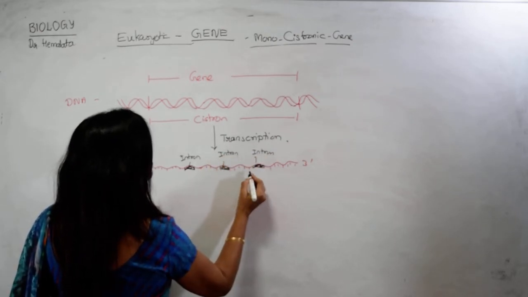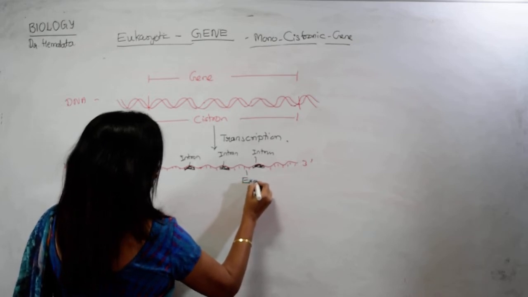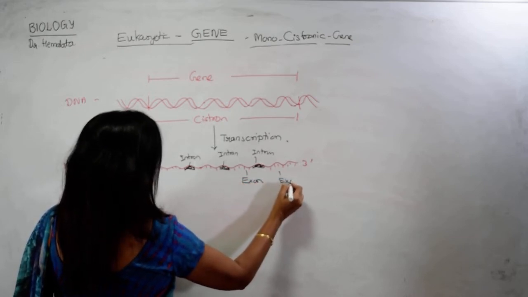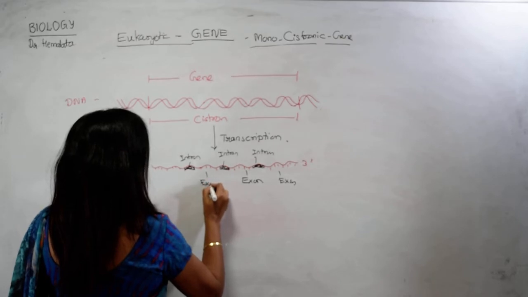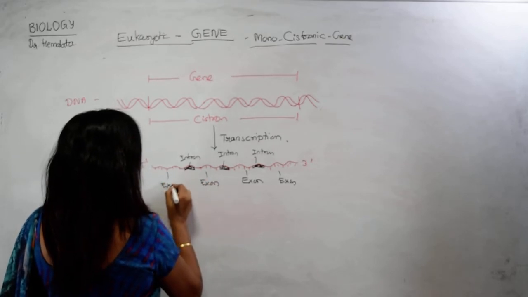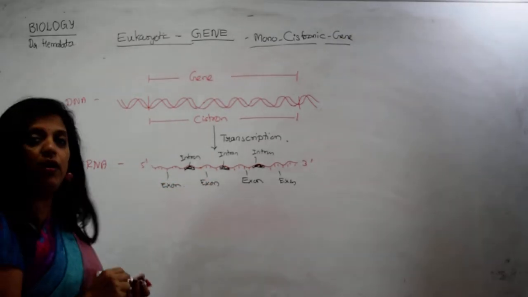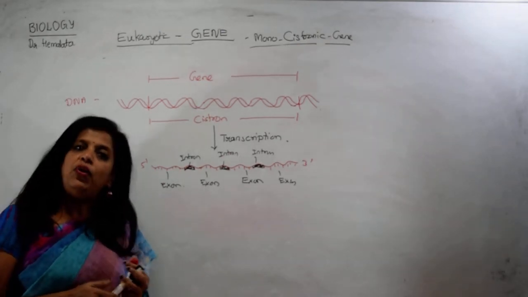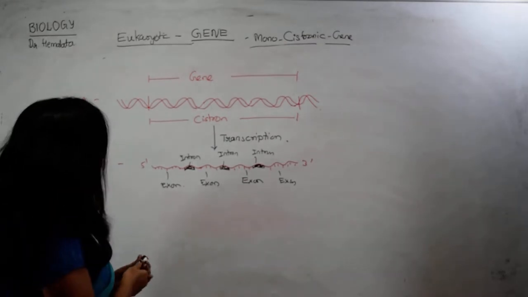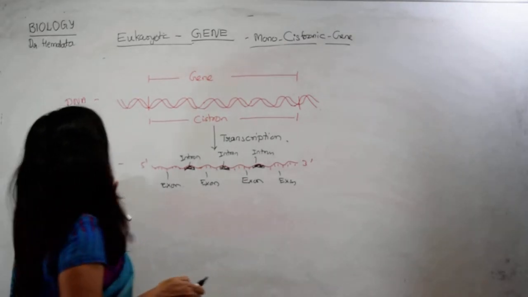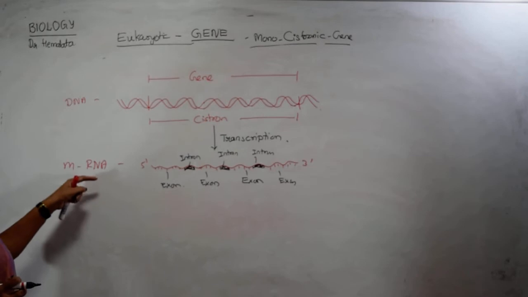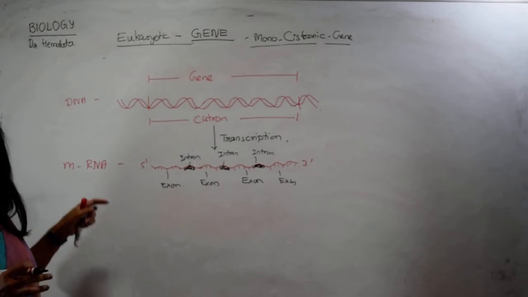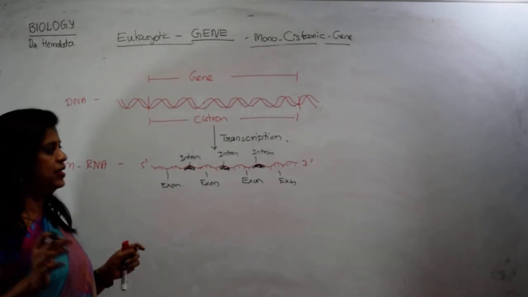And what are the coding sequences called? These are called exons. This is an exon. This is an exon. So many exons are there. In between, whichever is a non-coding sequence has to be cut, and the coding sequences have to be joined. Therefore, after transcription, once mRNA is formed, this is called the pre-mRNA. This is not yet ready to undergo translation.